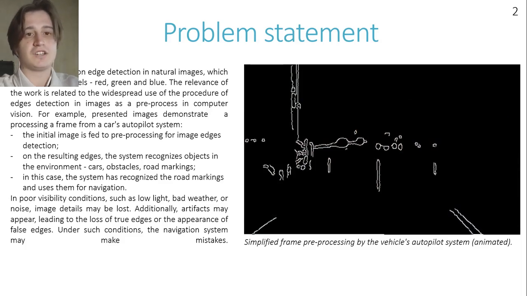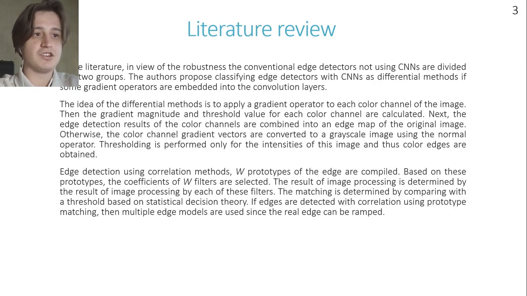Literature review. In the literature, in view of robustness, the conventional edge detectors not using CNNs are divided into two groups. So it was proposed classifying edge detectors as differential and correlation methods. If the CNN has some gradient operators in the convolution course, we classify it as a differential method. If the CNN includes conventional convolution course, we propose to define it as a correlation method.